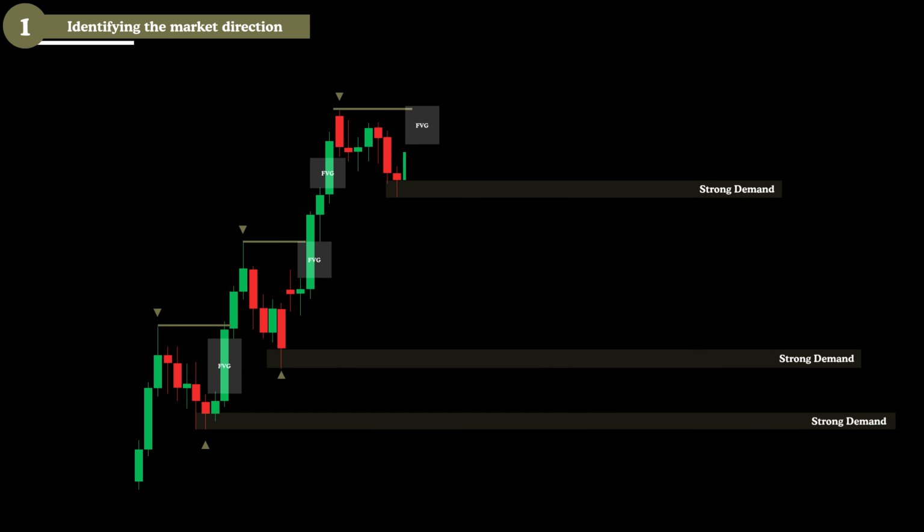Here we have a sequence of higher highs and higher lows indicating that demand is in control. The overall market sentiment is bullish. This means the price is more likely to keep moving upward. The direction will stay bullish, and we will only search for long setups as long as the price remains above the most recent demand zone. So let's observe what unfolds.